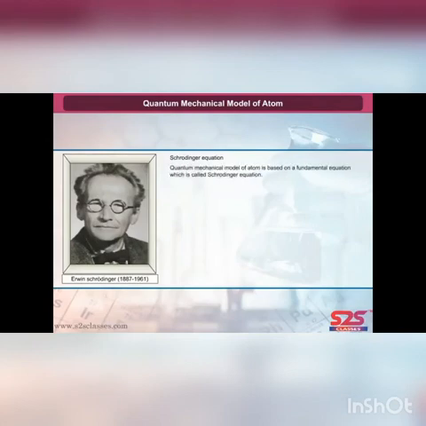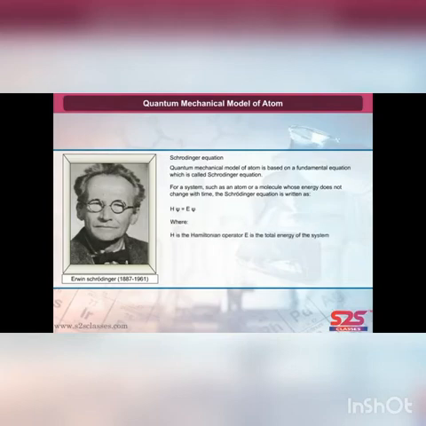Schrödinger equation. Quantum mechanical model of atom is based on a fundamental equation which is called Schrödinger equation. For a system, such as an atom or a molecule whose energy does not change with time, the Schrödinger equation is written as H psi is equal to E psi, where H is the Hamiltonian operator, E is the total energy of the system, psi represents the wave function, which is the amplitude of the electron wave.